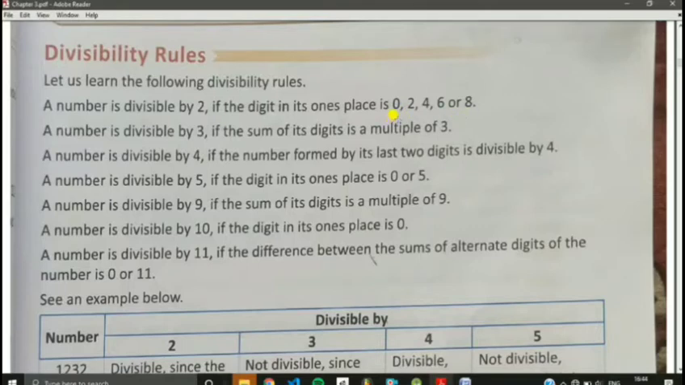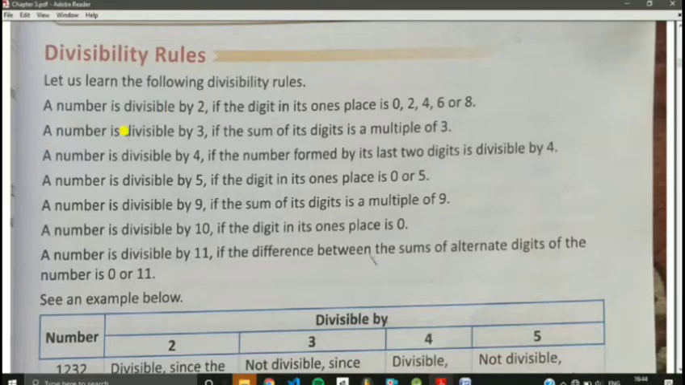If your ones place number is 0 or 2 or 4 or 6 or 8, from all these digits, if you find any one digit, it means the whole number is divisible by 2. It means you can divide the given number completely by 2. So this is one of the rules related to 2. Try to learn all the rules properly so that you will be able to apply the concept.